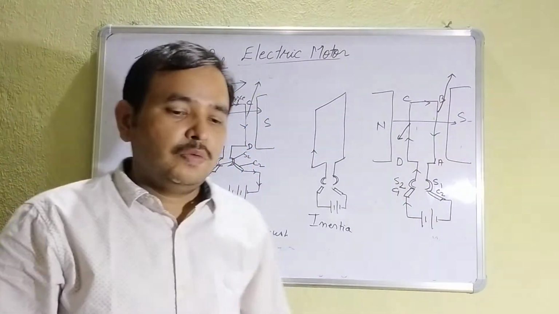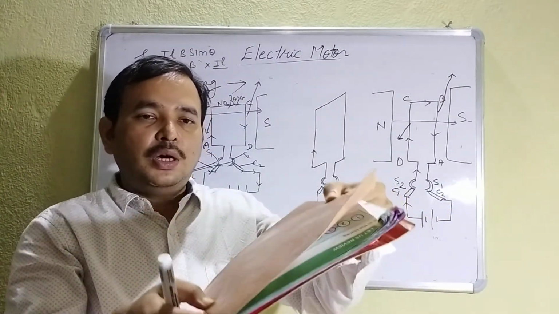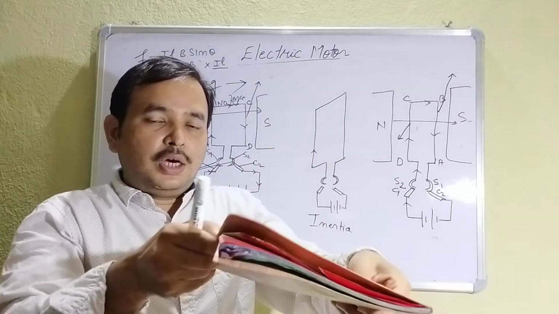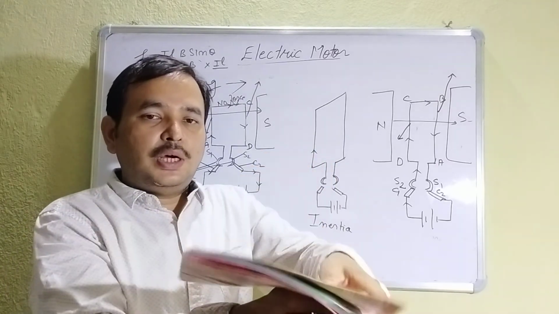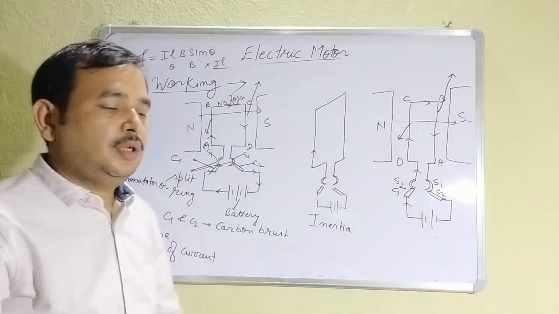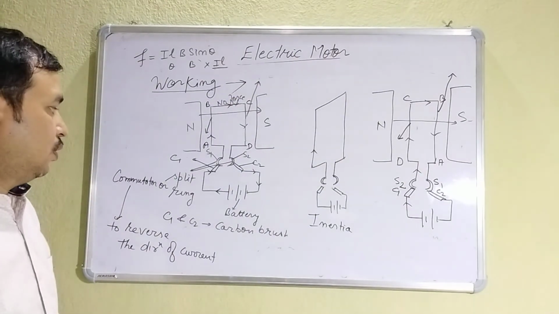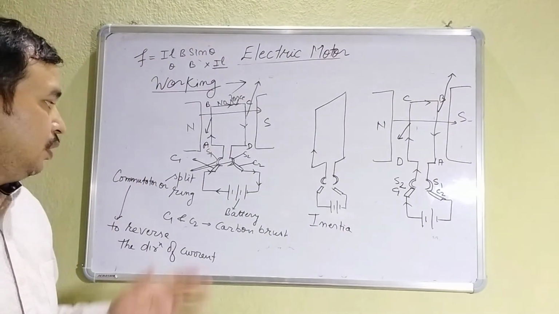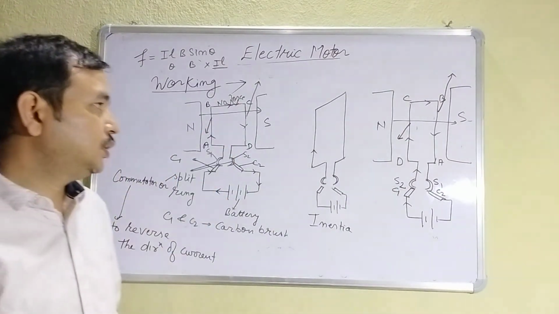So you can see when arm DC will experience force in downward direction, it will move downward, and AB will move upward like this. Again when AB will come here, again it will move downward and DC will come upward. Again when DC will come here, it will move downward, means it continues to rotate. That is the function of DC motor. So all the things I have explained to you. The working of this split ring, carbon brushes, armature, all these things I have explained to you.